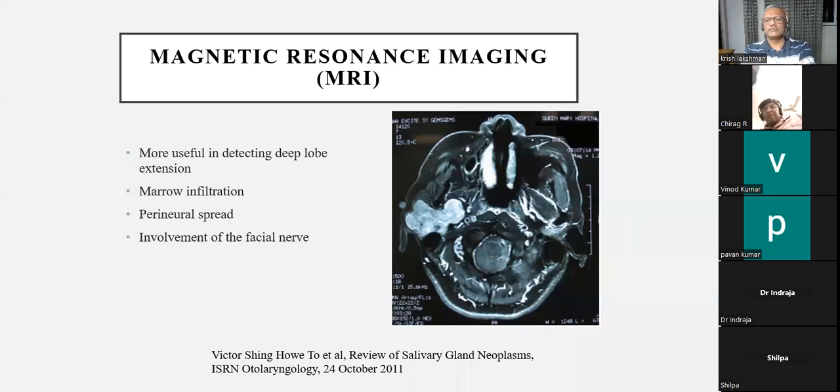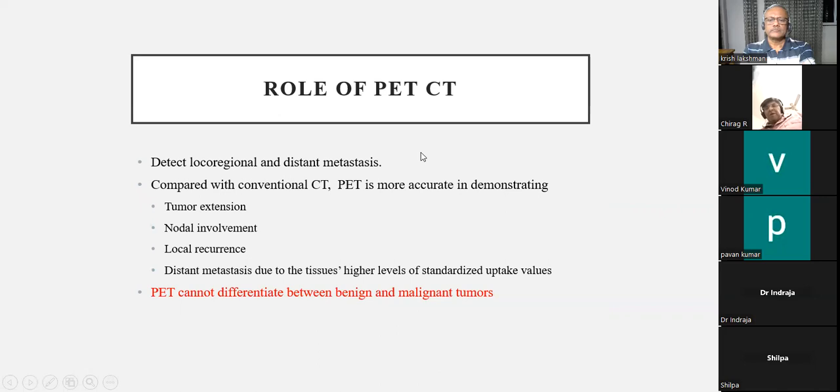And this is the MRI image showing the extension into the deep lobe. The role of PET-CT: it detects locoregional and distant metastasis. Compared to CT, it is more accurate in demonstrating tumor extension, nodal involvement, local recurrence, and distant metastasis. But it can't differentiate between benign and malignant tumors.